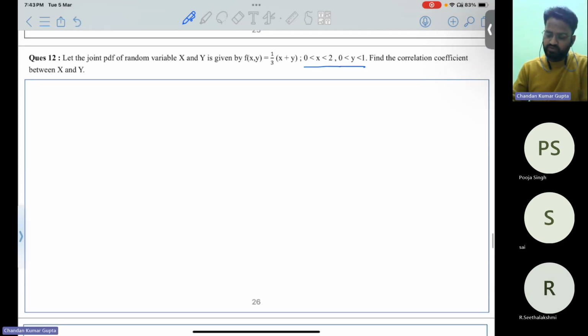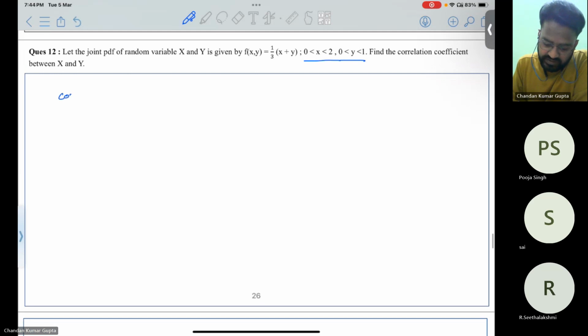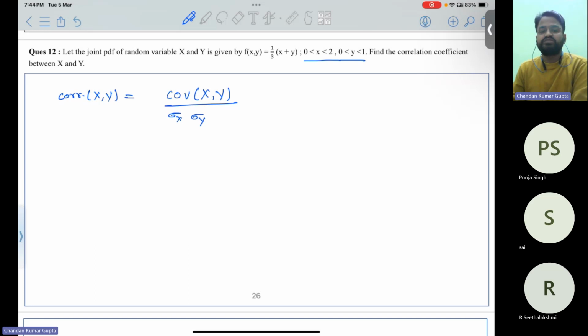Okay. So correlation coefficient again. It's the correlation coefficient between the variables x and y. It is defined as the covariance between x and y, divided by sigma x, sigma y. Correlation means checking the linear association between variables.